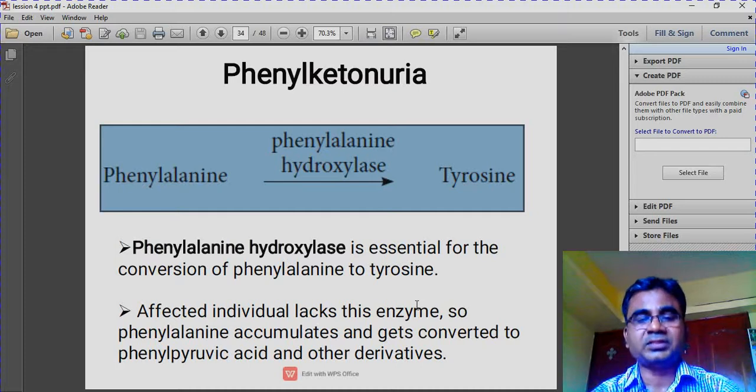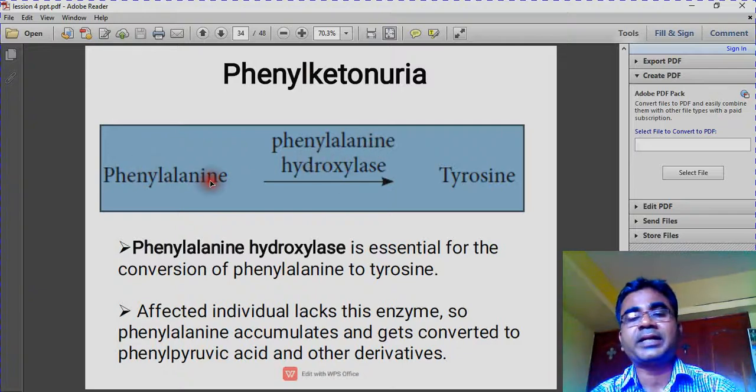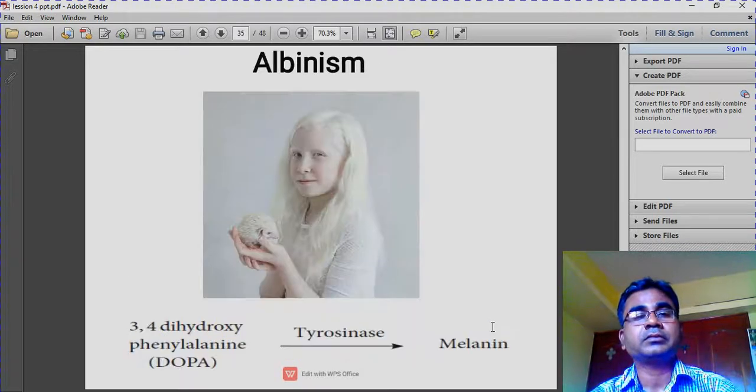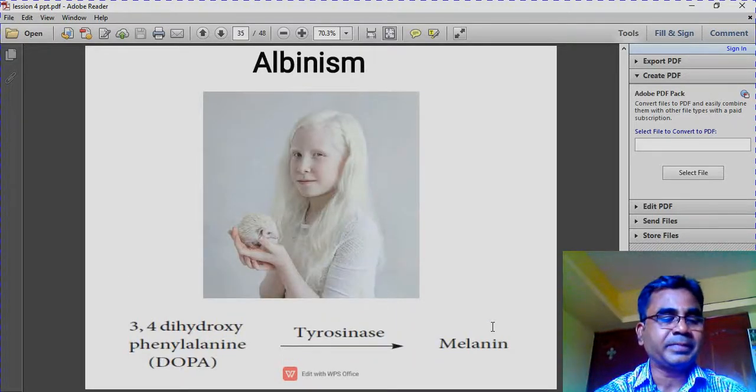So one recessive gene is mutated, and as a result the enzyme cannot be produced. What is the gene? The phenylalanine hydroxylase gene, located on chromosome number 12. So it cannot produce the enzyme phenylalanine hydroxylase. In the absence of this enzyme, phenylalanine cannot be converted into tyrosine. As a result, phenylalanine is converted into phenylpyruvic acid, and phenylalanine accumulates in the blood. That is the condition. And the next disorder is albinism.